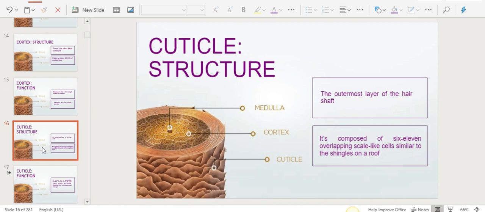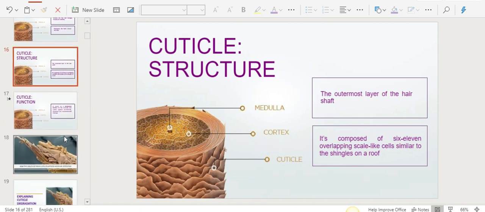Alright, so the third structural layer will be the cuticle, the ever so popular cuticle. So you're wondering, okay, what are they and really why are they so popular? The cuticle is the outermost layer of the hair shaft, and it has about 6 to 11 overlapping scale-like cells, right? That is very similar to the shingles on a roof.